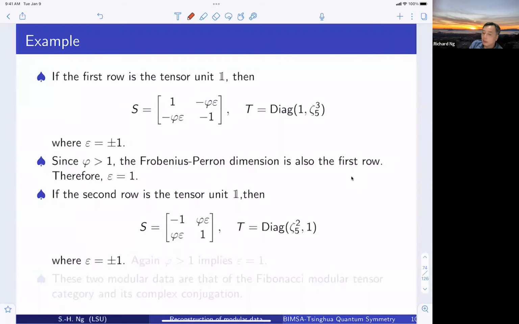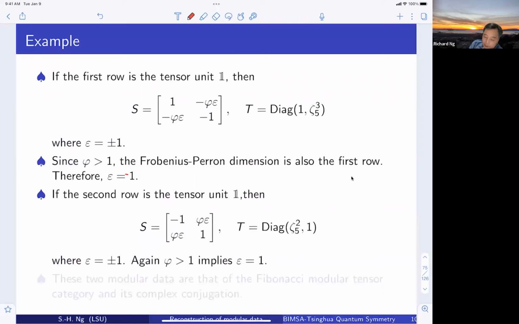Now, what if I take the second row to be the unit object? I can still do this, and the T matrix becomes this. The sign becomes this, same as before. Now this is the unit row. The Frobenius-Perron dimension cannot be in the first row, because the absolute value is still bigger than 1. So the Frobenius-Perron dimension is still in the second row, and this has to be a positive 1. This is how you get epsilon equals 1 here. I think this is -1. Sorry, I made a mistake here. This is a positive 1, and the other one is negative.